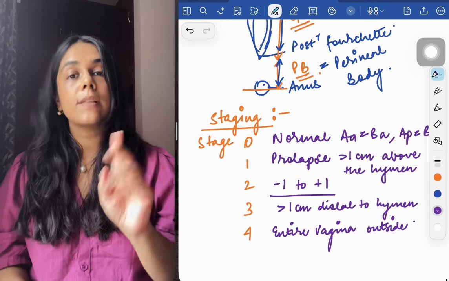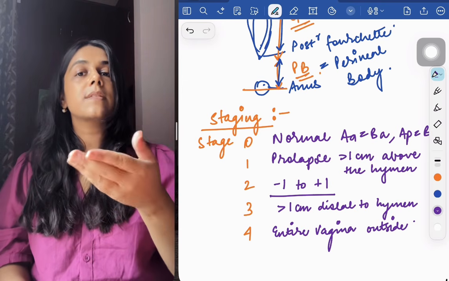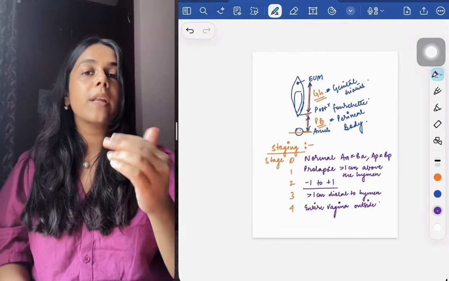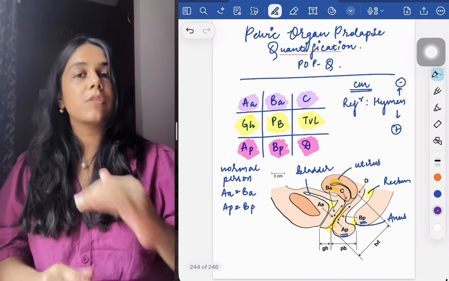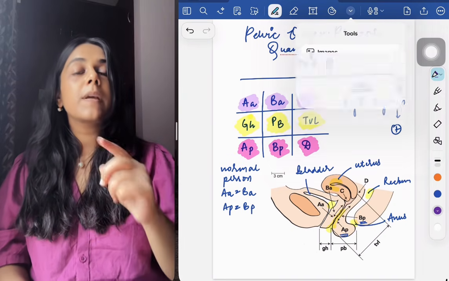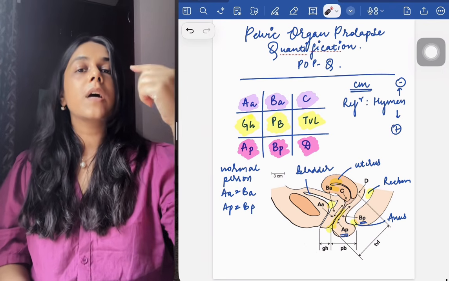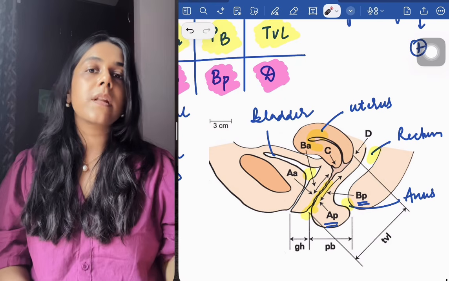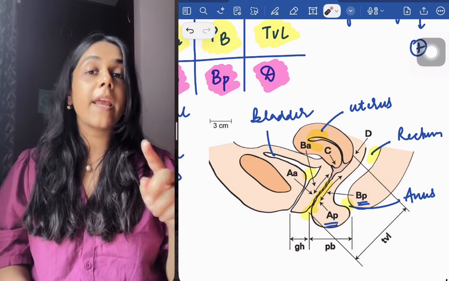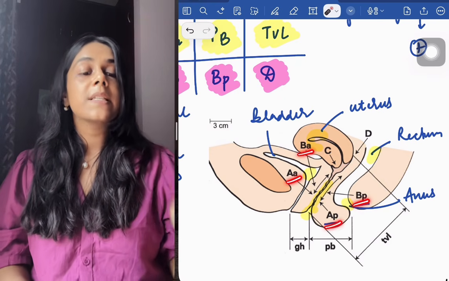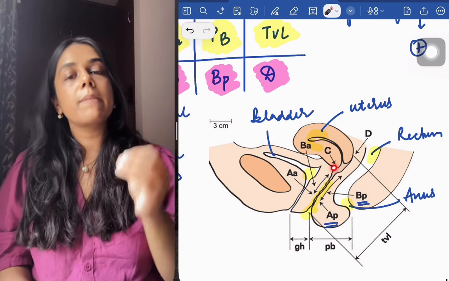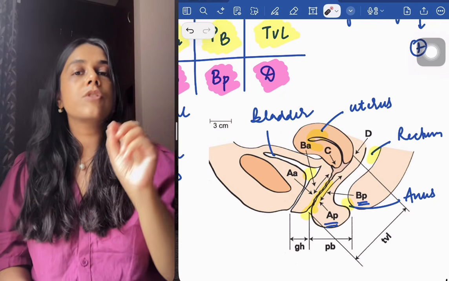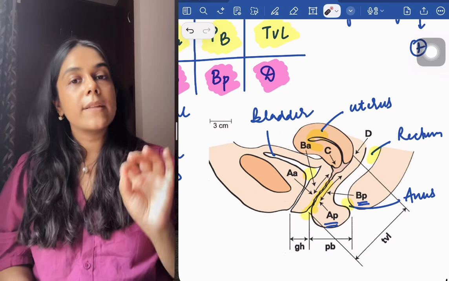Now let's revise in less than 1 minute. AA is a point that is 3 cm above the hymen on the anterior wall. AP is a point 3 cm above the hymen on the posterior vaginal wall. BA and BP are the most dependent parts of the anterior and posterior vaginal walls, which in a normal person are equal to AA and AP respectively. C is a point for the cervix, which is usually -8. D is a point which denotes the posterior fornix, which is usually -10 or -11.